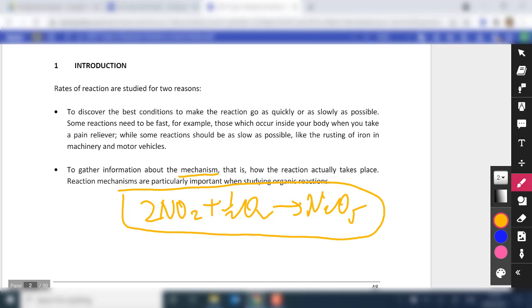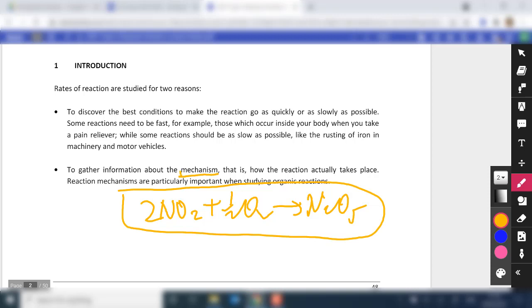We want to know what happens in between, because it is what happens in between that chemists are interested in, and along the way we can design reactions that fit our purpose. So the study of reaction kinetics will bring about a whole series of studies, and later on in organic chem, you'll probably get to see more of it. So we call this reaction mechanism.